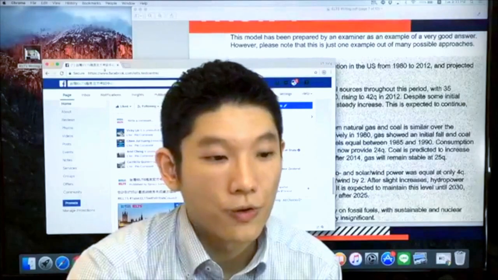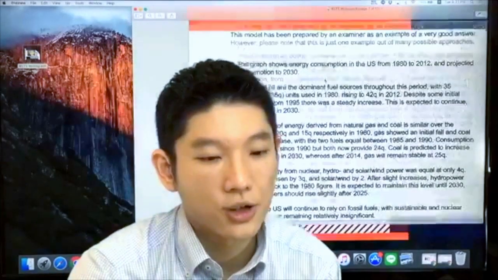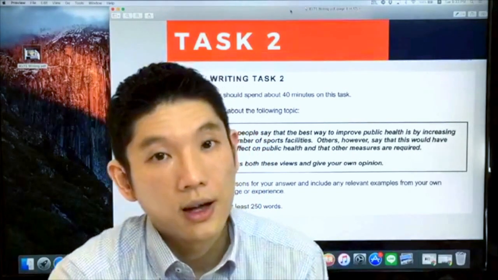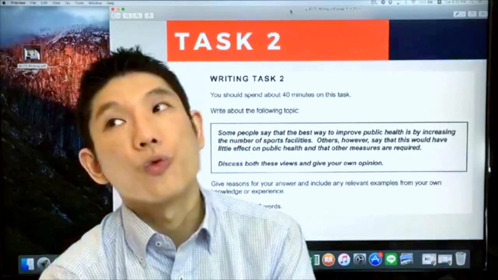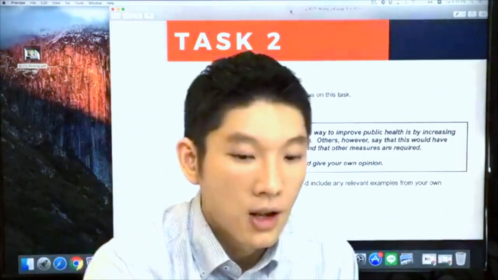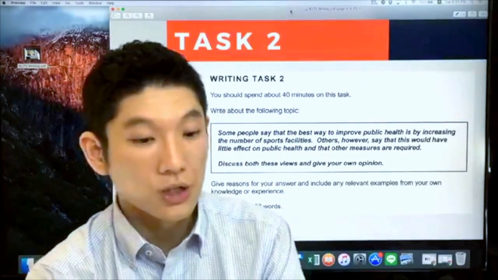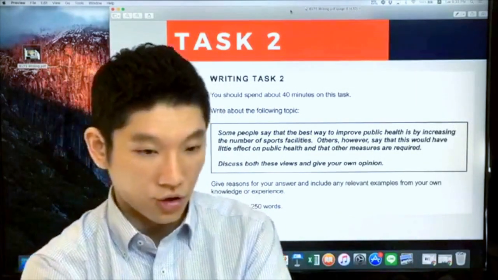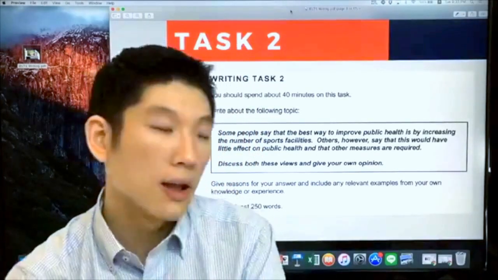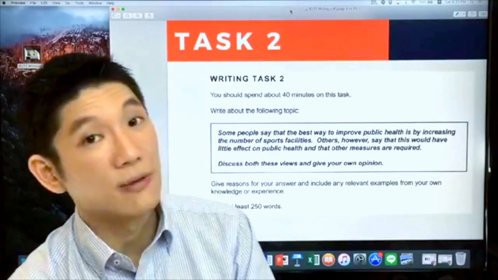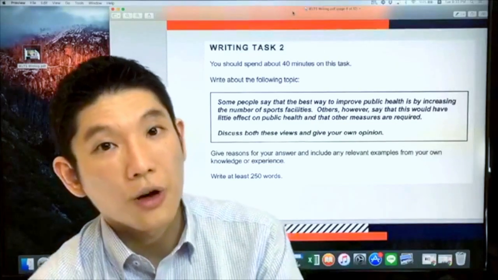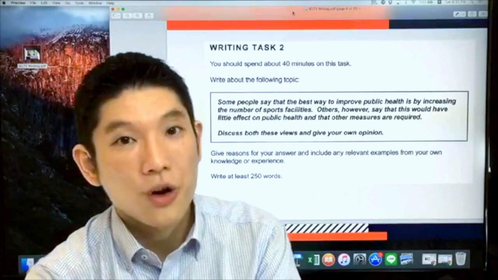Okay, so let's move straight to Task 2. And in Task 2, you are given a prompt. And some people say there are 3 types of prompts. I'm sure you'll find this in all sorts of websites. For example, there are agree and disagree or opinion questions, there are discussion questions, and there are problem solution questions or 2-part questions. You can divide these tasks in any way you see fit, but essentially they're all testing the same thing, your ability to respond to a question.